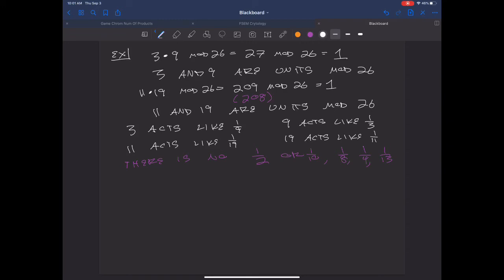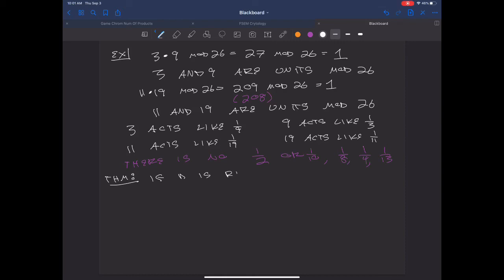So this is all way more complicated than we're really going to get into. But what I want to recognize is the fact that some numbers in mod 26 basically have an inverse to them. All right, they have a reciprocal that's represented there. And how do you know which ones do and which ones don't? How do you know which ones are units and which ones are not? So we have this beautiful theorem. Theorem is just a fancy word for a true fact.